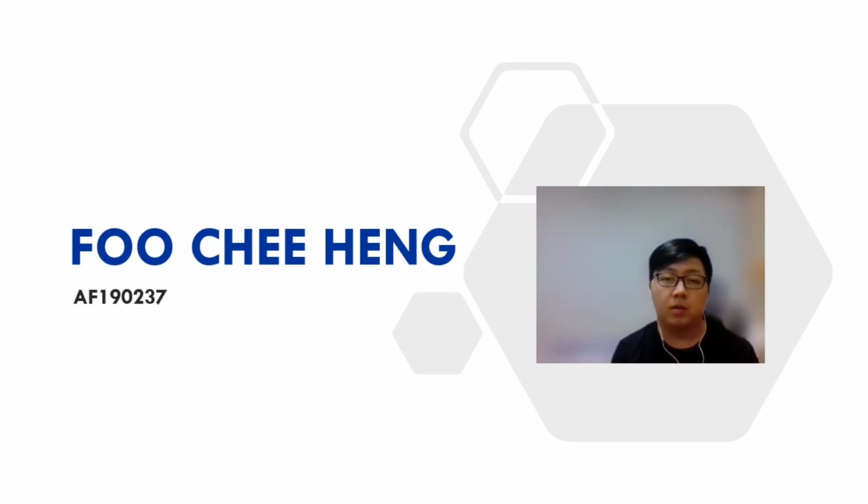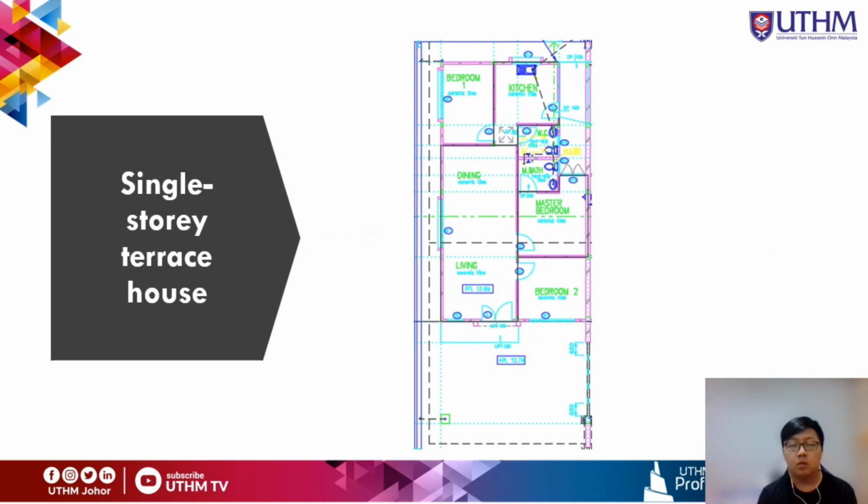So right now I'm going to present my part in the project. So this is the drawing layout of our single-story terrace house. It consists of 3 bedrooms, 1 kitchen, 1 living room, and 1 dining room.